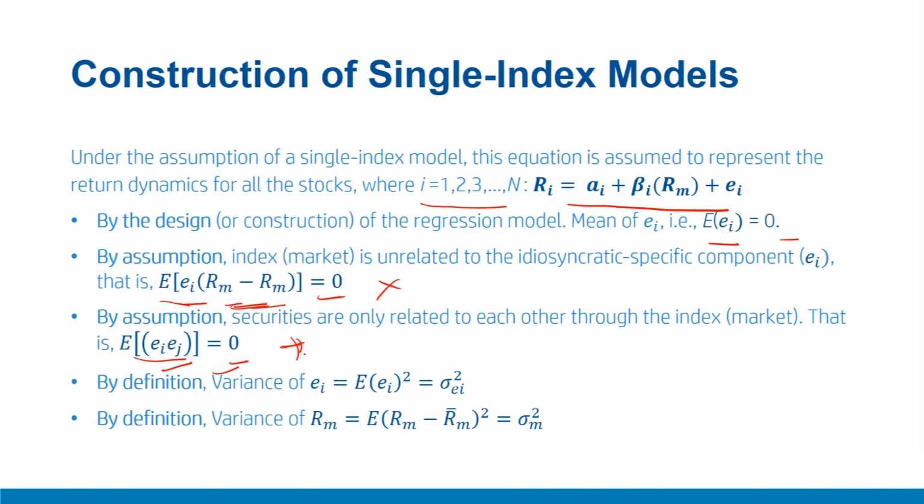However, this assumption is not ensured by the regression model, as we discussed earlier. Also, by definition, we define the variance of the error term, or stock specific residual or stock specific component of return, as sigma ei square, and the variance of market is defined as sigma square m.